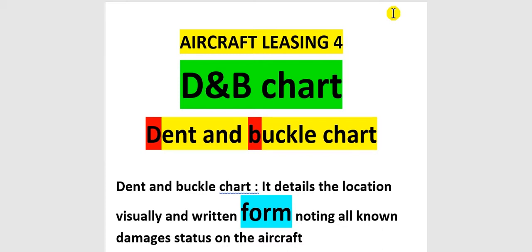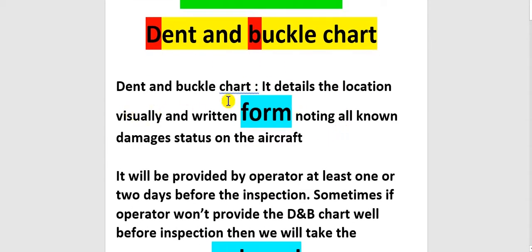The most important item in the physical inspection is the dent and buckle chart. Here, D and B chart or map, sometimes called map. This is the dent and buckle chart. What is this? This is a form, and each airline has the template for this form. It contains the details of the location, visually and written.